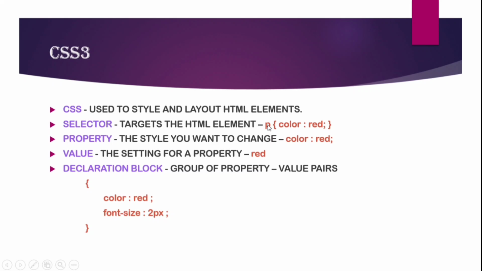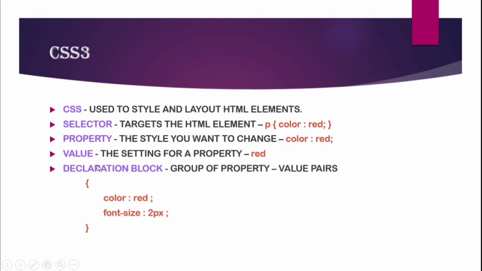Then we have the property. Property is the style you want to change. Here I want to change the color of the paragraph tag, right? So this color is the property. Then we have the value. What is that value? The setting for a property. The property is what we want to change, the color of the paragraph element, and what is the value that we are adding here? The value is red. So this red color we want to add to the paragraph element is the value of the property, and the property is added to the selector. You can see how they are interlinked.